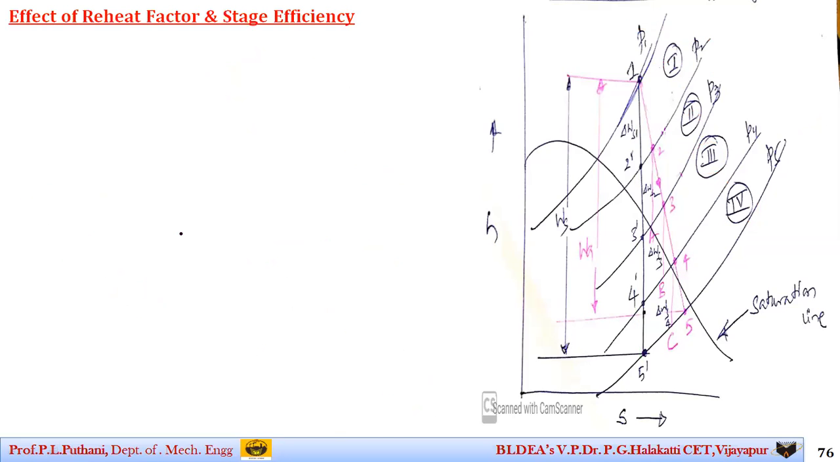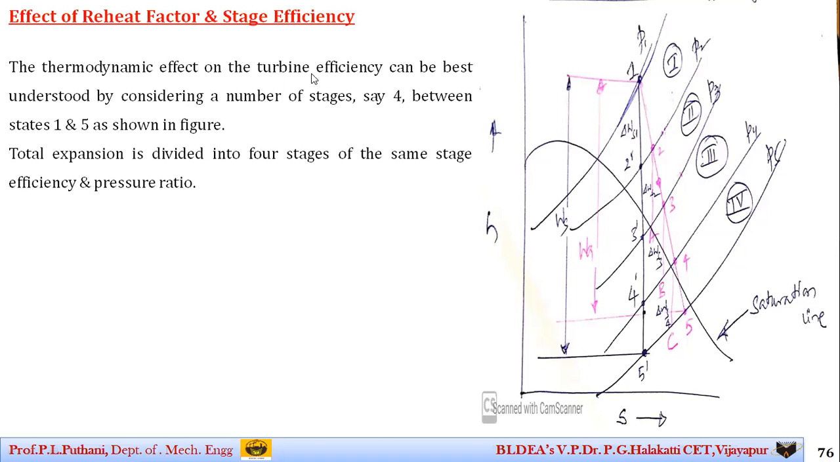So here particularly you can consider that there is steam which is expanded from 1 to 5, actual expansion, with the isentropic expansion of 1 to 5 dash. Now here the thermodynamic effect on the turbine efficiency, as I said, we are considering with 4 stages, and the total expansion we have divided into 4 stages having the pressure ratio. Remember that for each stage, that is this stage, and the second stage, that is from 2 to 3 here, then the next stage, that is from 3 to 4 here, and the last stage, that is from here. For each stage, the stage efficiency remains same. Also, the pressure ratio also remains same.